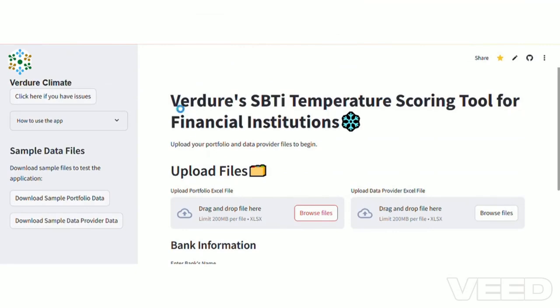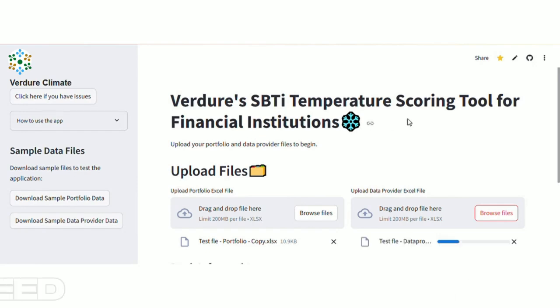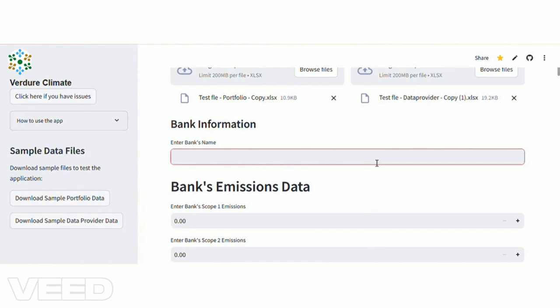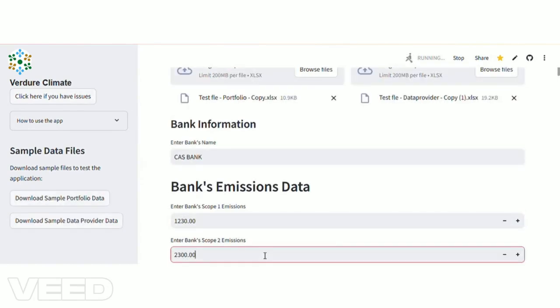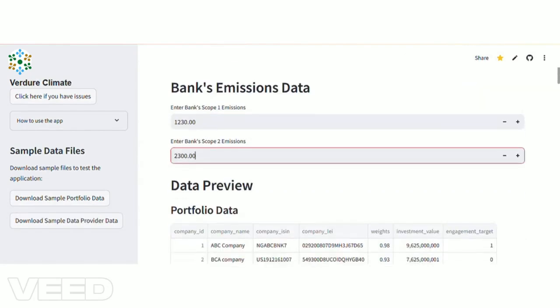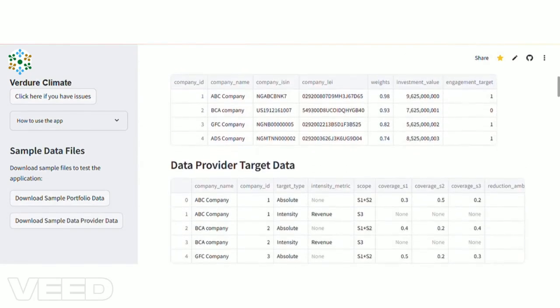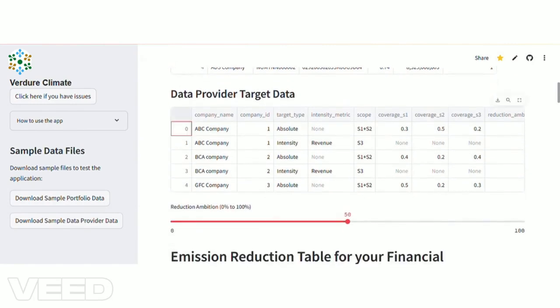3. Uploading and running the tool. Once your portfolio data file and data provider file are complete, you're ready to upload them to the Verdure Climate platform. Upload the files to the appropriate columns. You would be required to input your financial institution's name, Scope 1, and Scope 2 emissions, and toggle the slider to set your reduction ambition. The tool processes your data and calculates your portfolio's temperature score. This score tells you how well your investments align with climate targets. You can identify climate risks and engage with companies to push for better sustainability efforts.